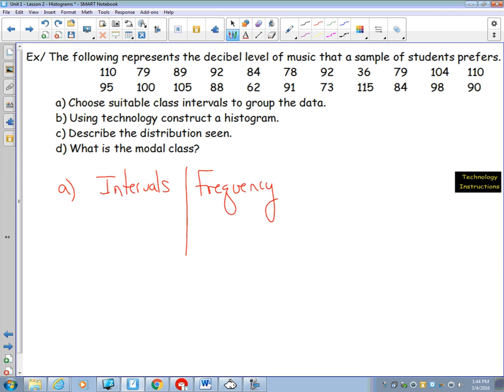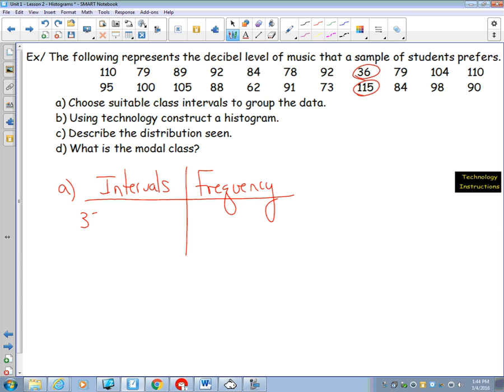Okay, so the two things we need to know are what's the lowest piece of data, what's the highest piece of data. So if we scan through, I'm looking for the lowest and the highest. And I see 115 is a high one and 36 is a low one. So my intervals have to include both of those values and go by some sort of interval. So for example, maybe I want to start at 35.